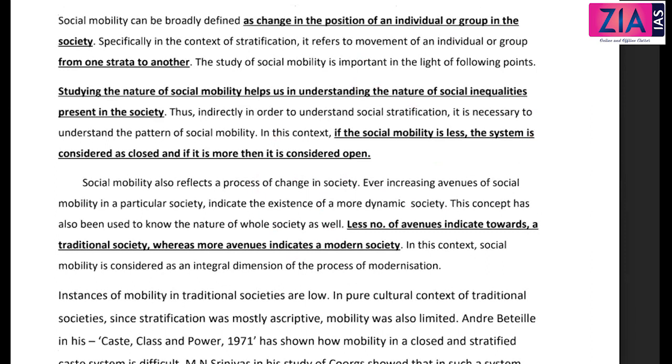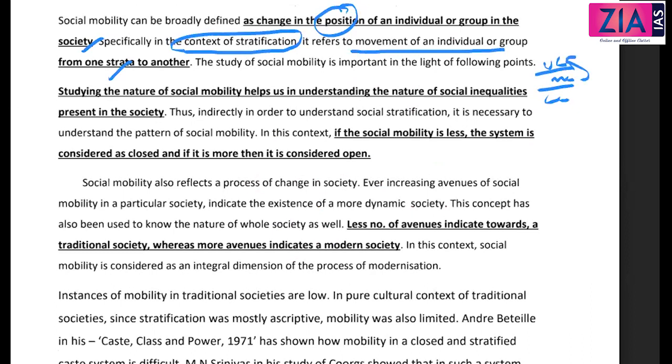Okay. Social mobility can be broadly defined as change in the position of an individual or group in the society. Specifically in the context of stratification, it refers to movement of an individual or group from one strata to another, from lower class to upper class or to middle class. It can be this movement also, right? You're a rich person, your business fails, you become lower class. You are middle class, you do some good business and become successful, then you become upper class, like that.